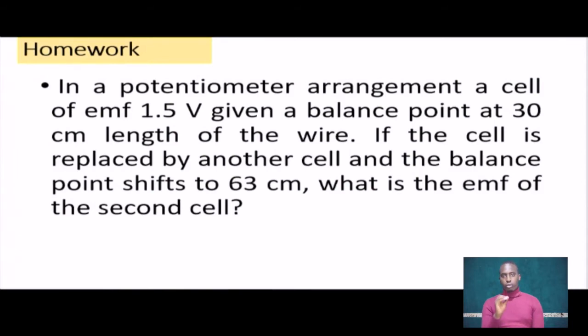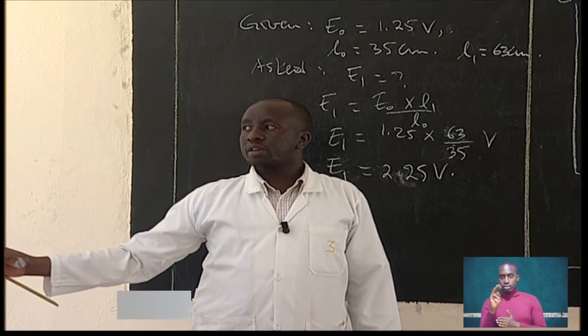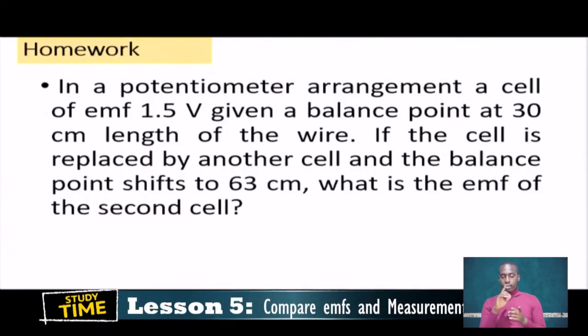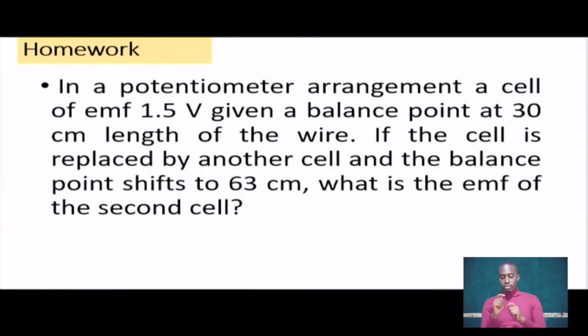So what we have here is a potentiometer arrangement of a cell of electromotive force 1.5 volts, given a balance point of 30 centimeters length of the wire. If the cell is replaced by another cell and the balance point shifts to this one, what is the electromotive force of the cell?